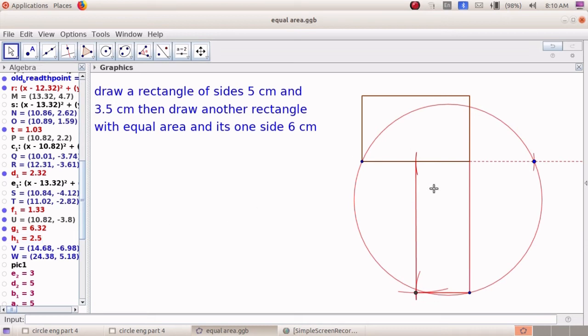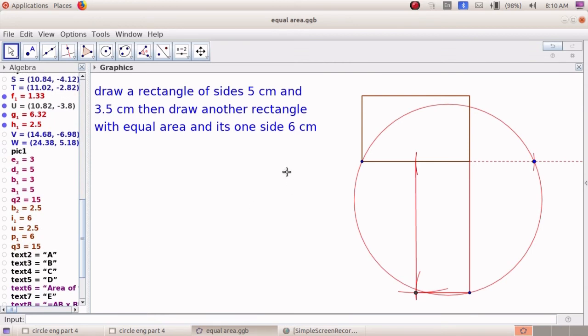We argue that this rectangle has the same area as this one. That means let us shade the initial rectangle. The area of the initial rectangle, this much area, will be equal to this much area. Let us shade that one. See, this much area.